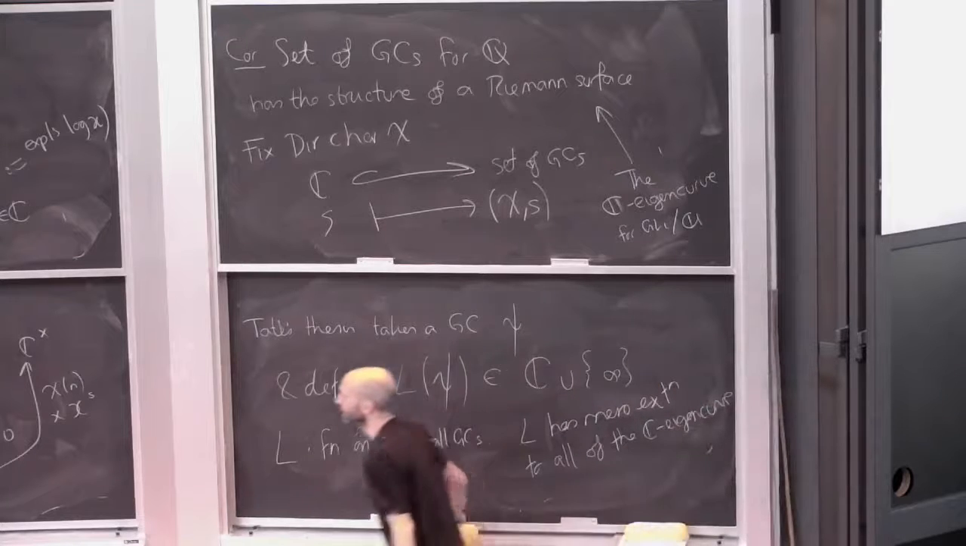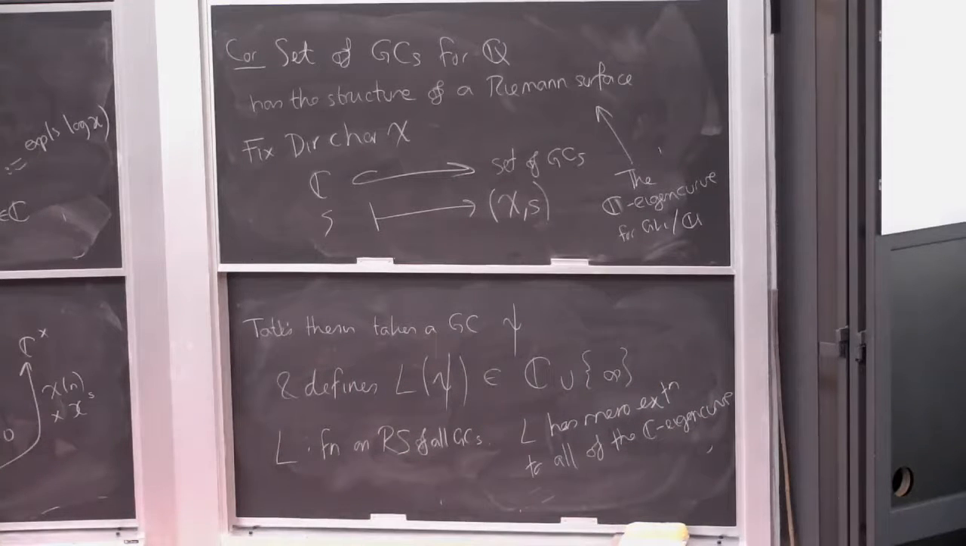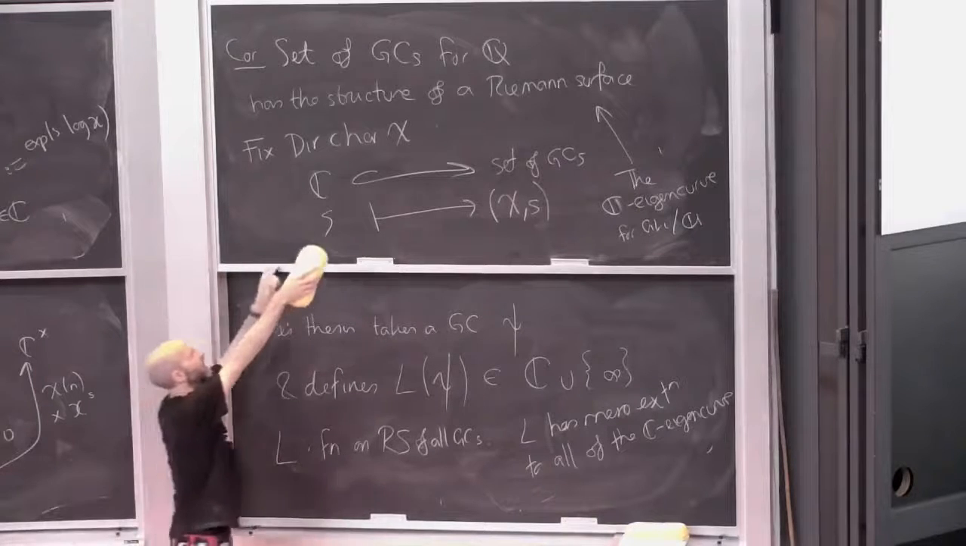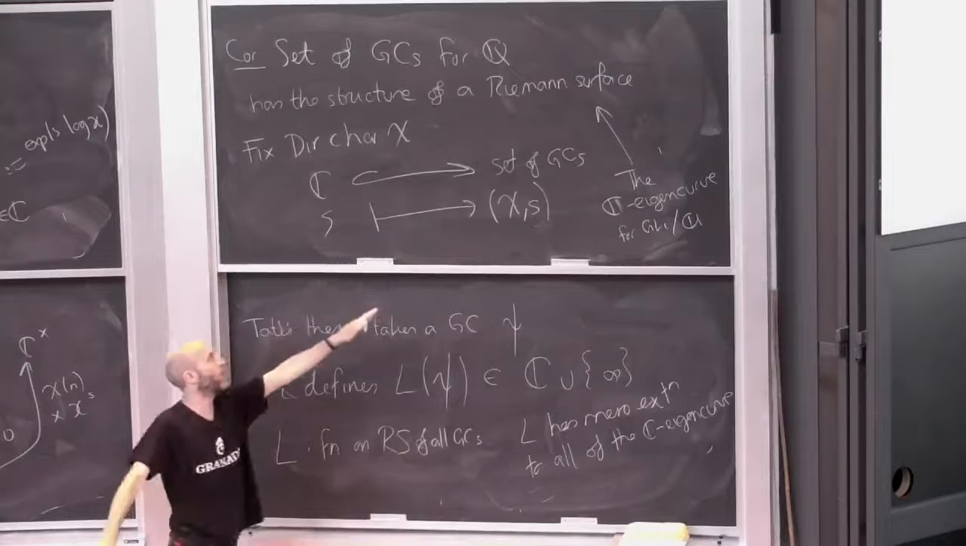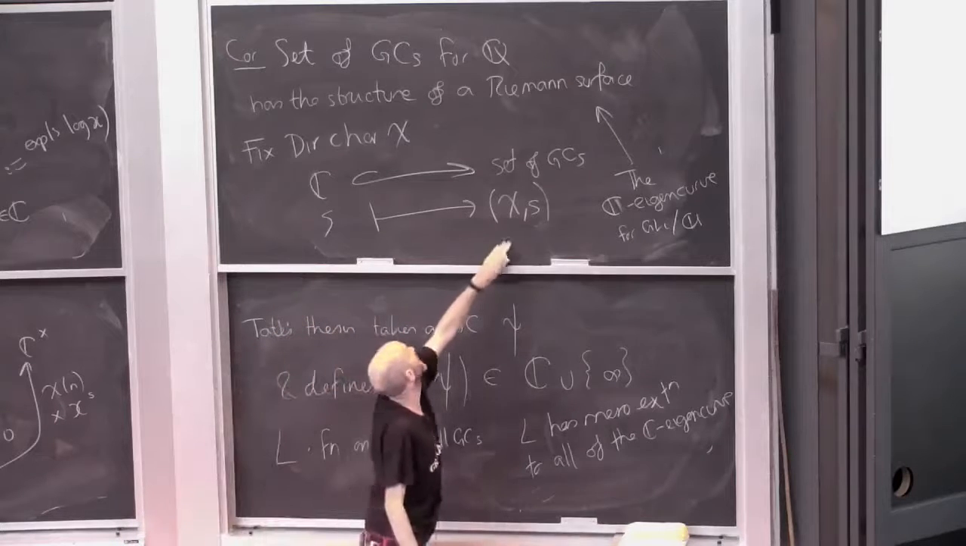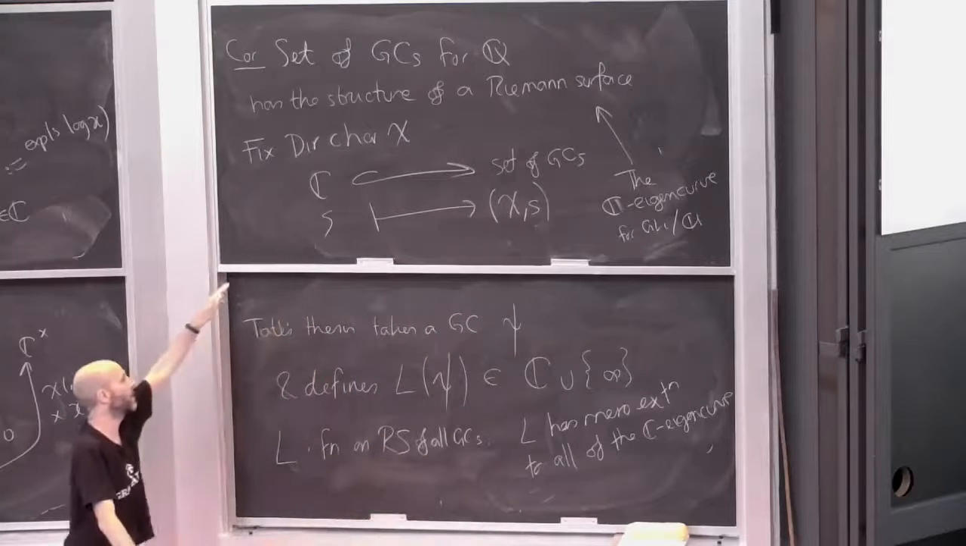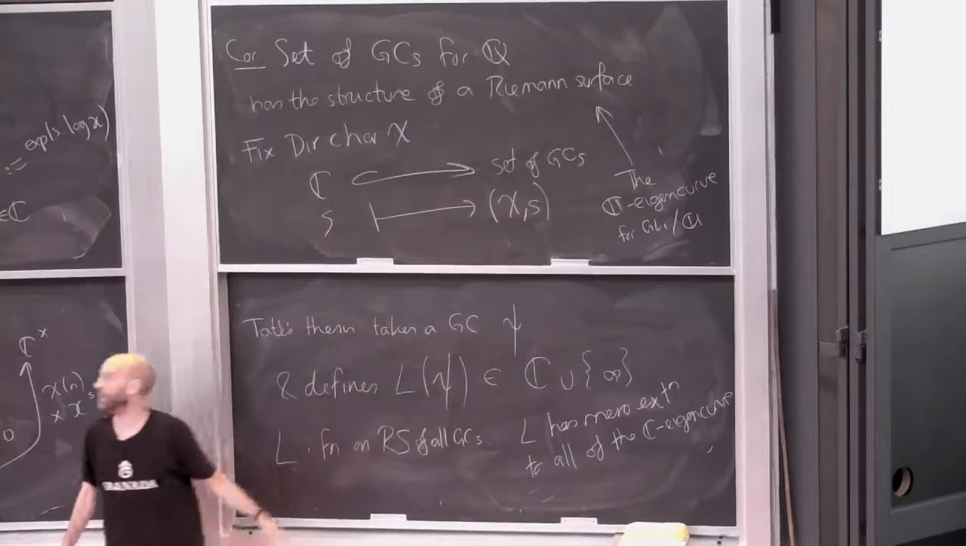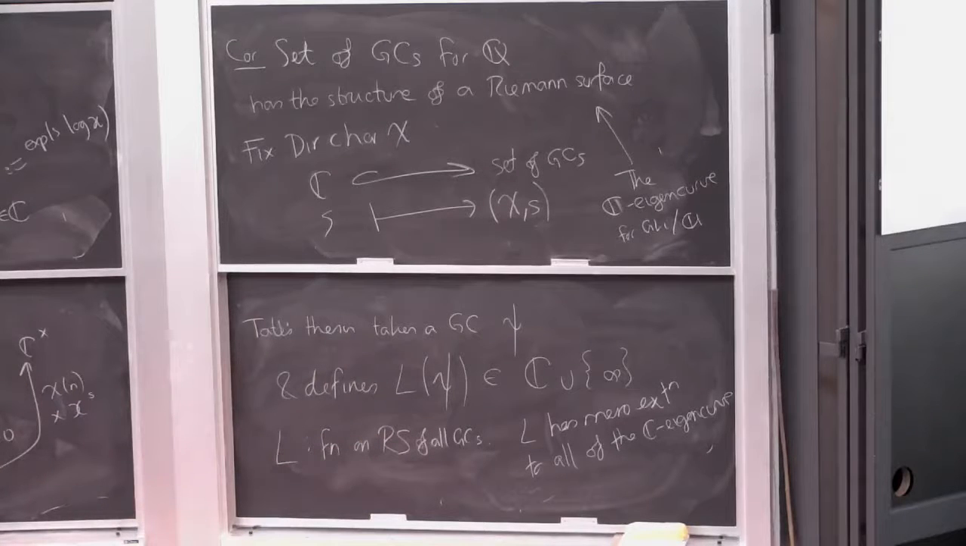And that meromorphic extension, remember, how did I define that Riemann surface structure? When I fixed a Dirichlet character chi, I ended up with a copy of the complex numbers in this C eigencurve. And that copy of the complex numbers has now got a function on it. And that's the L function of chi. That's the classical L function of chi.